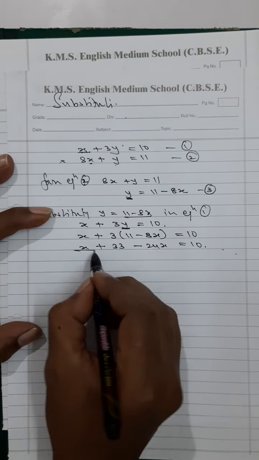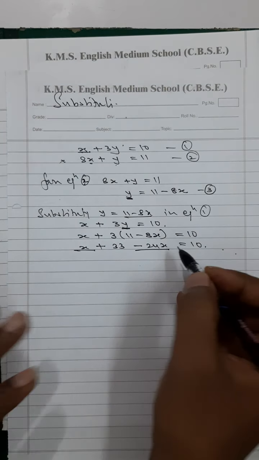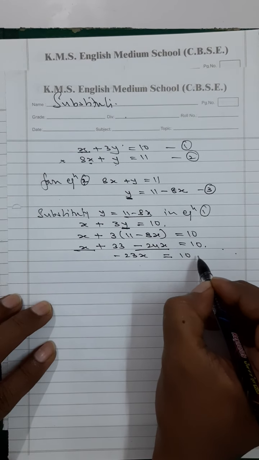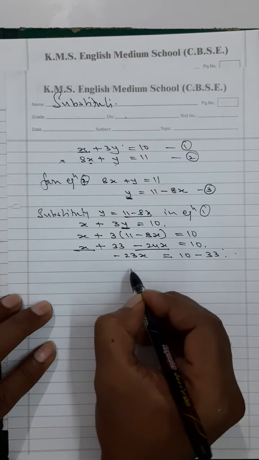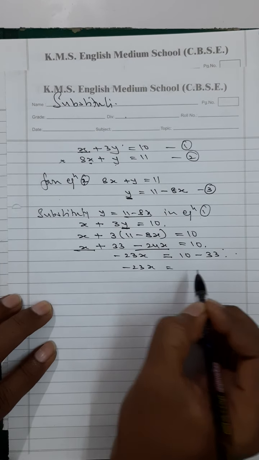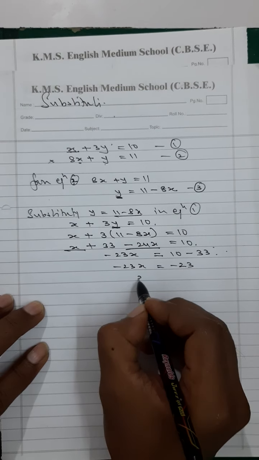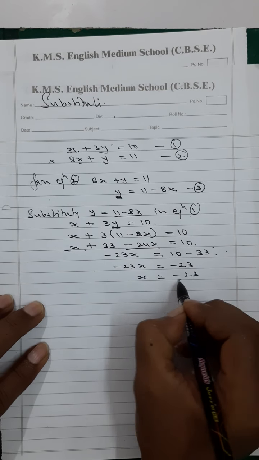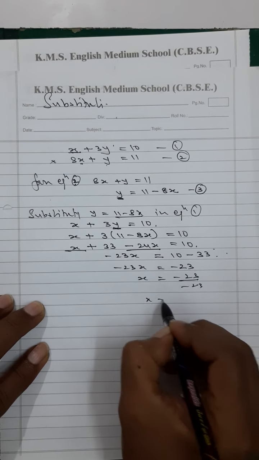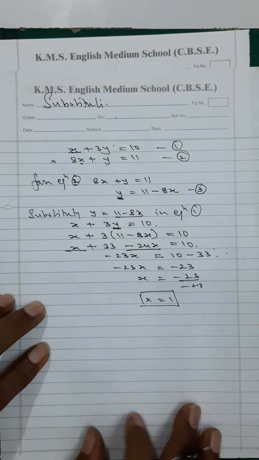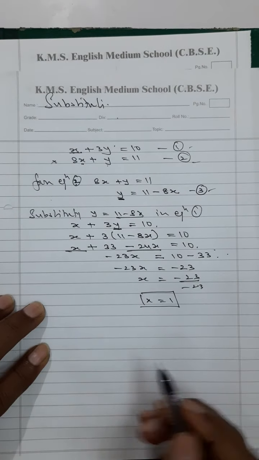Now if I solve this, these are like terms. x minus 24x will give me minus 23x is equal to 10, and 33 will go to the other side. So I will get minus 23x is equal to 10 minus 33, which gives minus 23. x is equal to minus 23 upon minus 23, so x is equal to 1. Minus minus becomes plus. This x is equal to 1 can be substituted in any one of equations 1, 2, or 3.